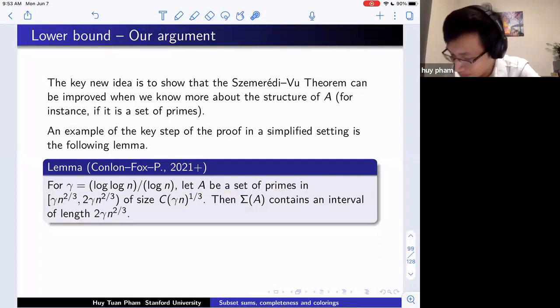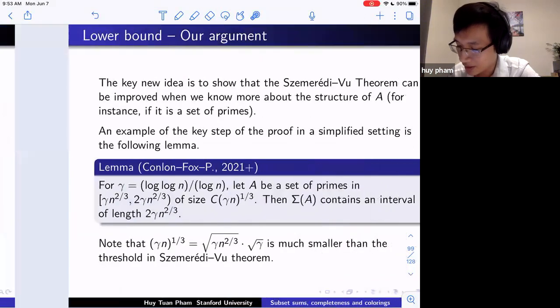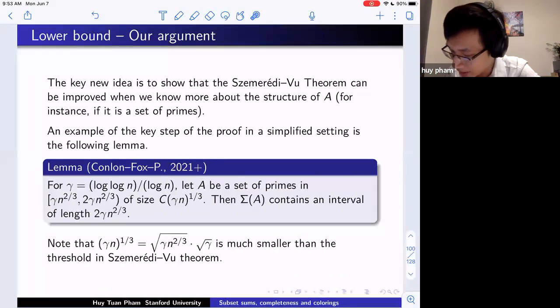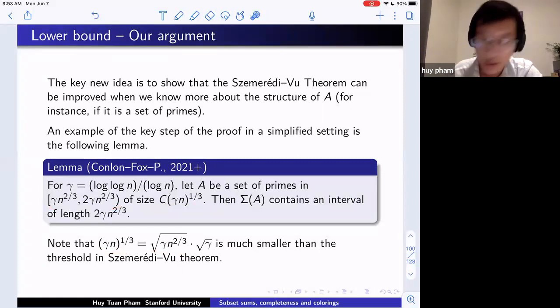The condition and the statement here are mostly similar to the theorem of Szemerédi and Vu, except that if we look carefully, the size of A that we need to assume here is gamma times n to the 1/3, which is much smaller than the square root of the size of the dyadic interval that contains A. So we are going below the threshold of square root n in the theorem of Szemerédi and Vu. And there we use the condition that A is a set of primes explicitly.